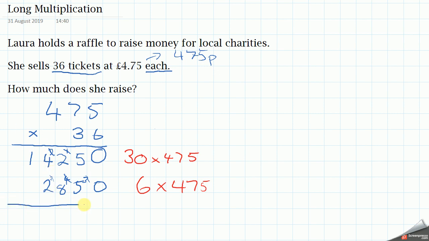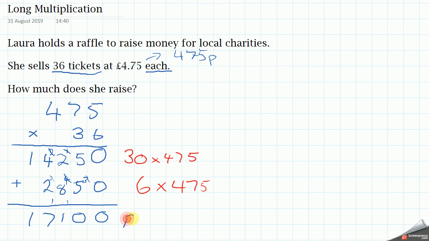And now I bring my 2 parts together by addition. 0. 5 and 5 is 10, so 0, carry 1 into the next column. 2, 10 and 1 is 11, carry 1 into the next column. 4, 2, 7. And this says my answer is 17,100 pence.